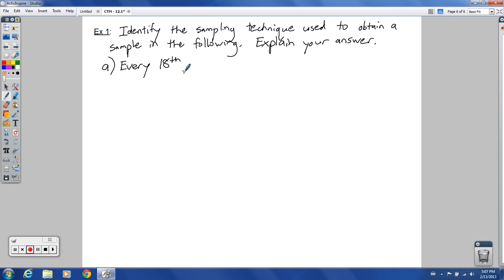So what if this was the situation you were given? Every 18th jar of peanut butter at a manufacturing plant. What type of sampling would that be?